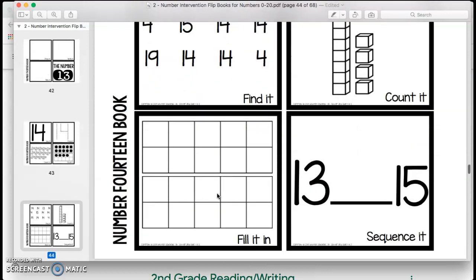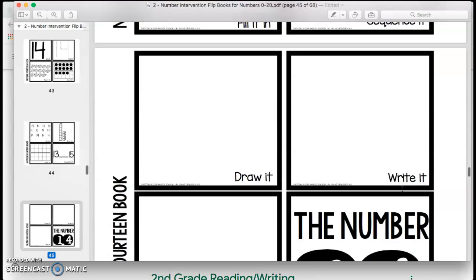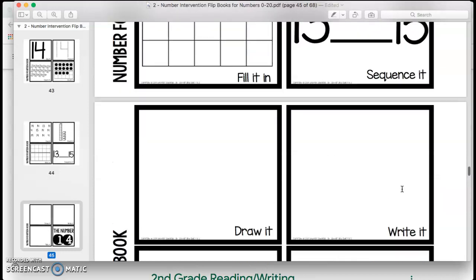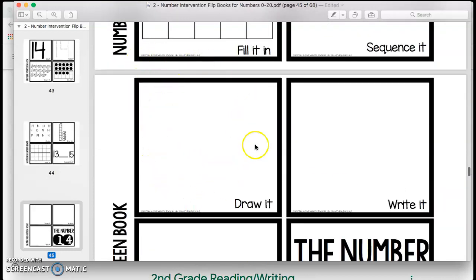Okay, we're going to come down here. We're going to work on our sequencing. So 12, 13, 15. What number is missing? 13, say 14. So 13, 14, 15. Write that on your paper. 13, 14, 15. I need you to write 14 of something, 14 circles, butterflies, hearts, and then I want you to write the number 14.